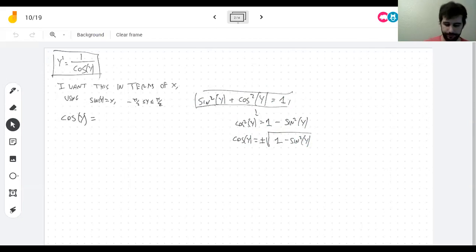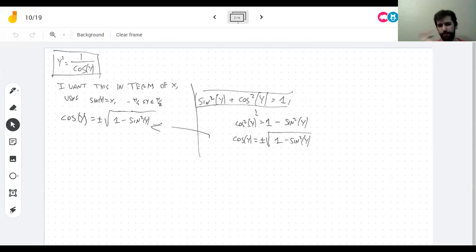Well, it's not. It's the positive one. Now the question is why? So, cosine of y is the root of 1 minus sine squared y. So the question is, is cosine positive or negative? If I knew that, I would know which root to take.